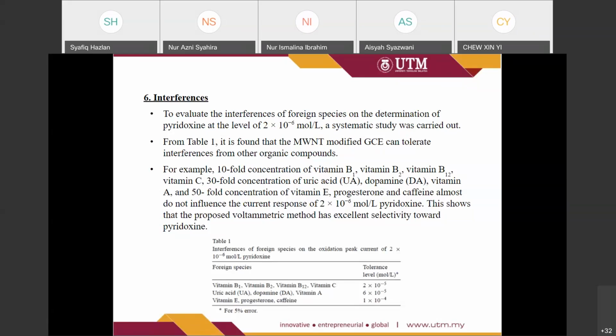For example, 10-fold concentration of vitamin B1, vitamin B2, vitamin B12, vitamin C, 30-fold concentration of uric acid, dopamine, vitamin A, and 50-fold concentration of vitamin E, progesterone, and caffeine almost do not influence the current response of 2 times 10 to the power of negative 6 mole per liter pyridoxine. This shows that the proposed voltammetric method has excellent selectivity towards pyridoxine.